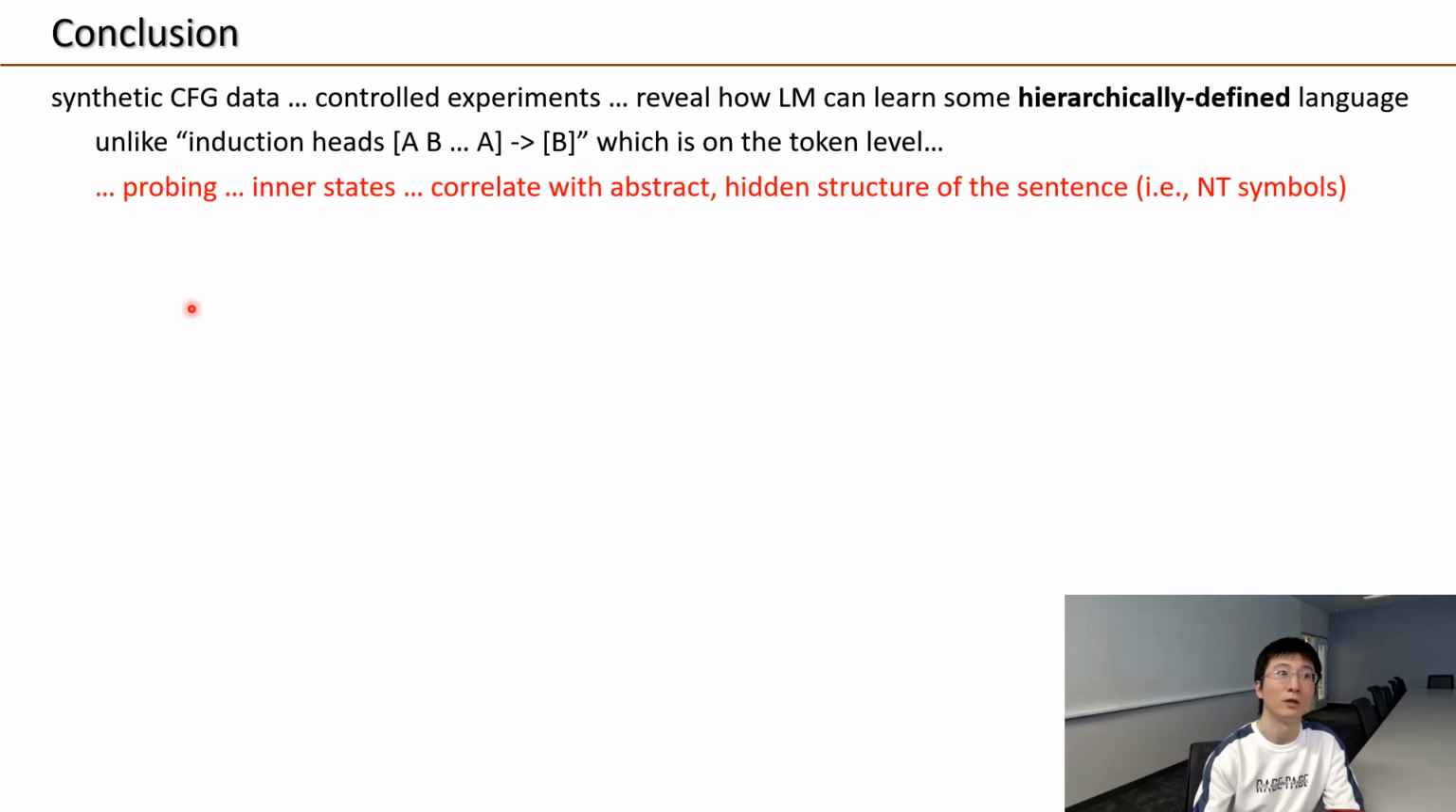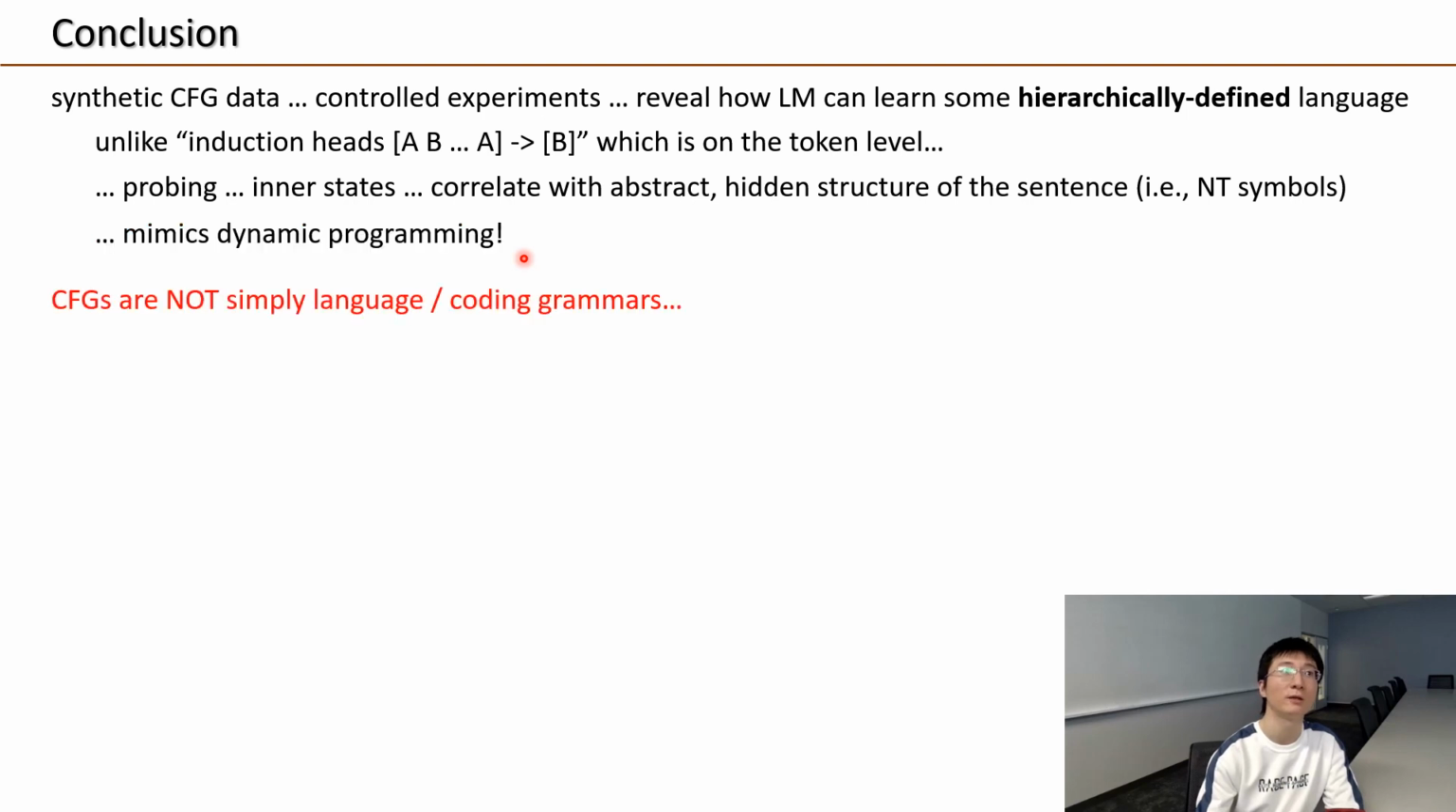And we also introduced some probing to show you that the inner states of the transformer really do correlate with the abstract hidden structure of the sentence, i.e. the NT signals in this talk. And very surprisingly, we found out that the way the transformer learns this language is by doing something very, very similar to dynamic programming. We provided, I think, very convincing evidence for that.